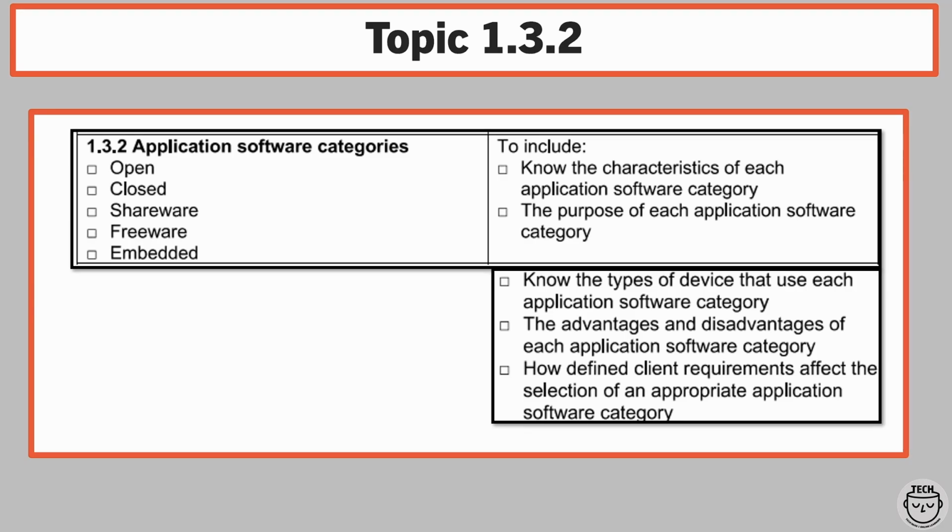You need to know the characteristics of the purpose, what they are, and what kind of devices might use them, the advantages and disadvantages, and how defined client requirements affect the selection of an appropriate application software category. So quite a lot. We'll try and stream through as best we can.